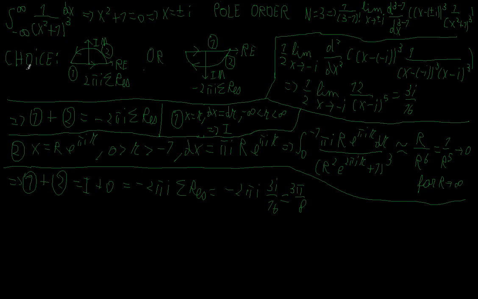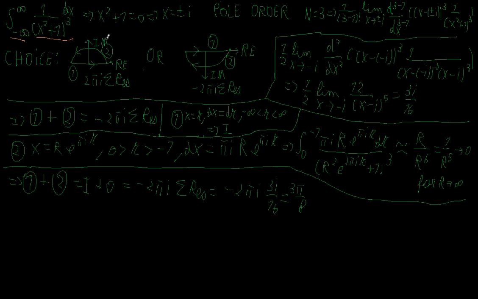Okay, so I want to evaluate the integral from minus infinity to positive infinity of 1 over (x squared plus 1) to the third power, okay? So the first thing I will do, as usual, is find the poles. I want to use the residue theorem to evaluate this integral. The first thing I want to do is find the poles.